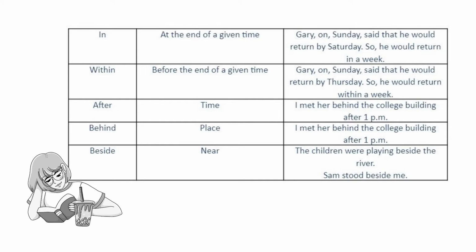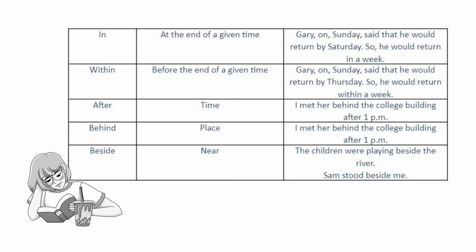Next is beside. It is also used to show the place, but when the place is near, beside is used. The children were playing beside the river. Here, beside in this sentence denotes that children were very near to the river. Next is Sam stood beside me. In this sentence, beside means standing either on the right or left to me.